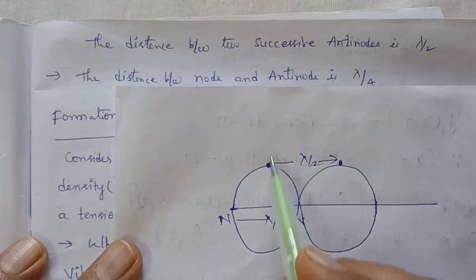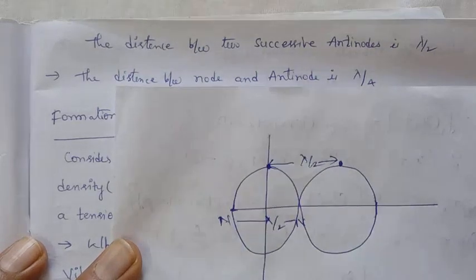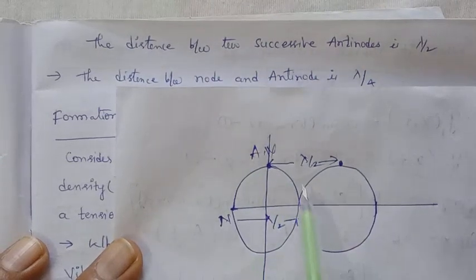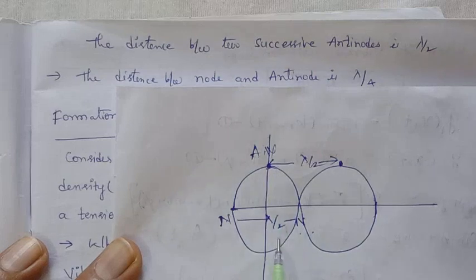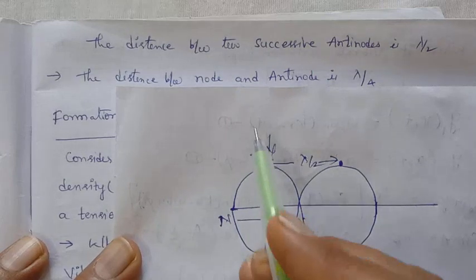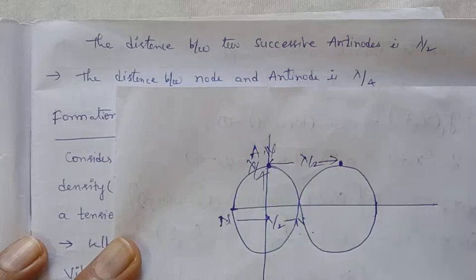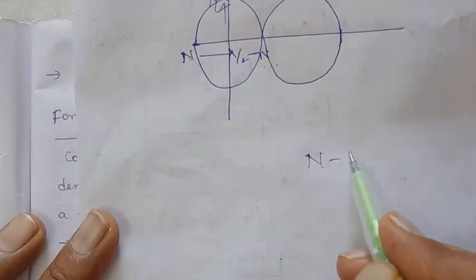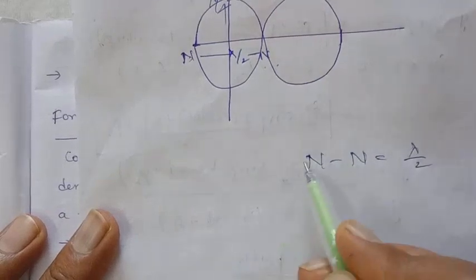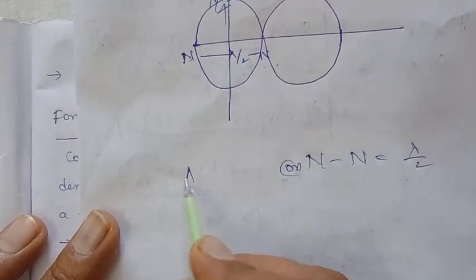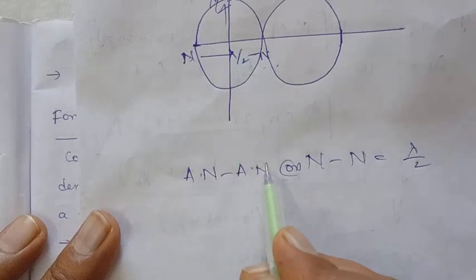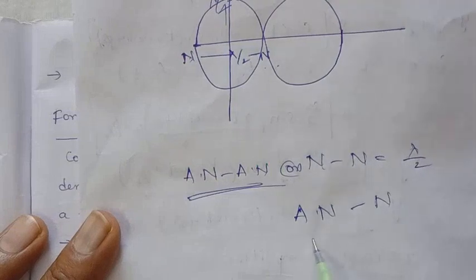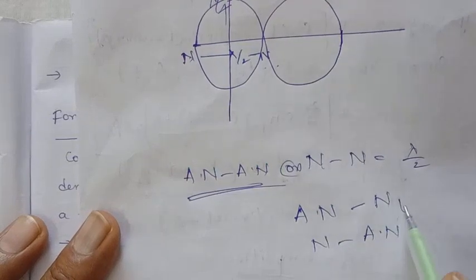So then, what is the value we are having from node to antinode? Lambda by 2 in that half means lambda by 4. So node to antinode is lambda by 4. So what are the points you have to remember? Node to node, lambda by 2, or antinode to antinode, lambda by 2, sorry. And antinode to node or node to antinode, lambda by 4.